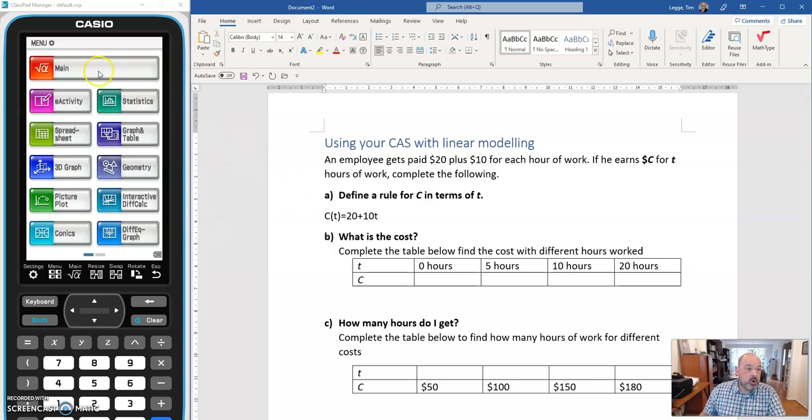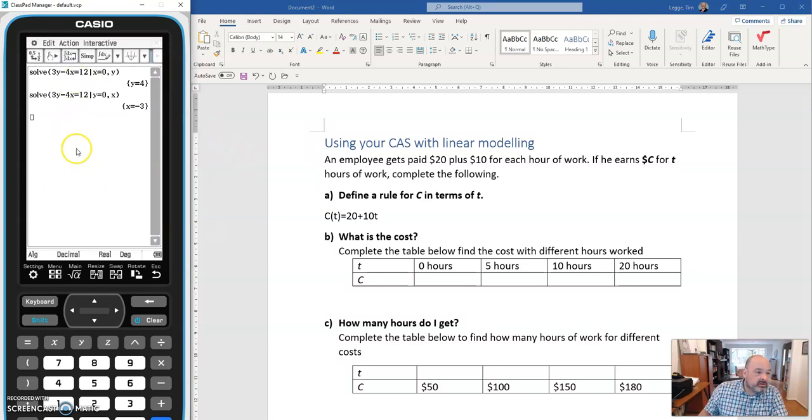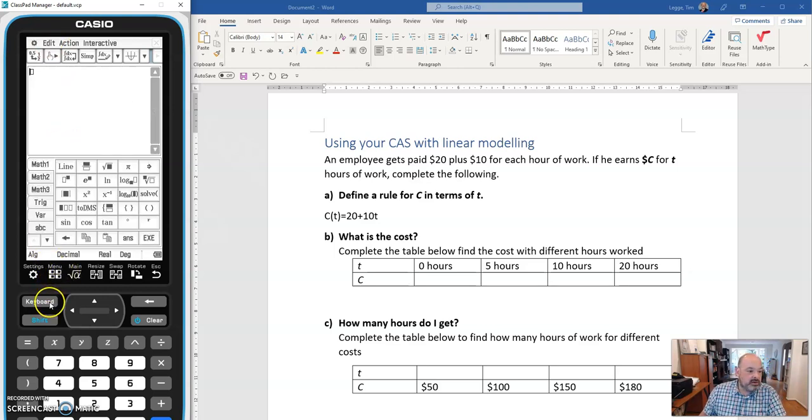And here's what we do. We go to the main menu. We've got some other stuff there from last time. We can just clear that out. No problem. Now, we're going to go to keyboard, then Math 3, and we're going to use this define function. We're actually going to program a function into our calculator, and it goes like this. We write the cost C equals 20 plus 10T.